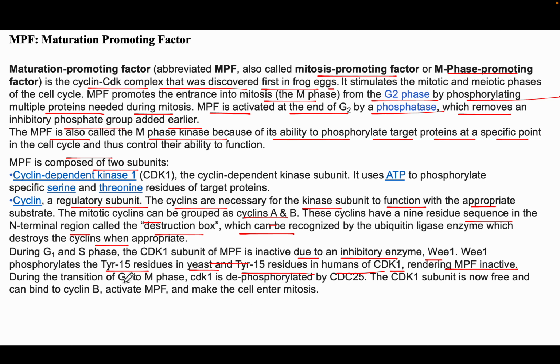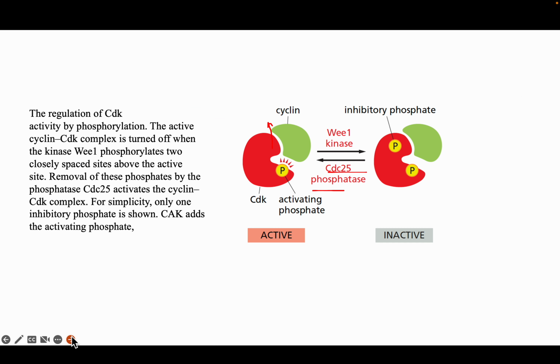During the transition of G2 to M phase, CDK1 is dephosphorylated by CDC25. The CDK1 subunit is now free. Now comes the role of CDC25, which dephosphorylates the tyrosine 15 residue, and the MPF becomes active again. Now we discussed the regulation of MPF or the CDK cyclin complex.